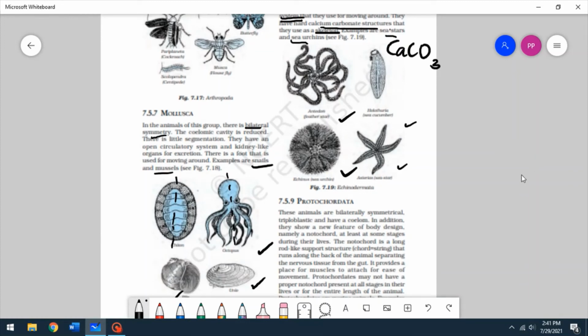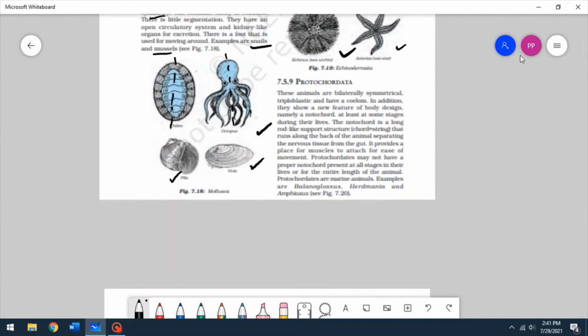And then we have the 9th phylum, the Protochordata, and these animals are also bilaterally symmetrical. They are triploblastic, and they have a coelom. So by now all these have become common characteristics. They are bilaterally symmetrical. They have their right and left sides of their bodies with the same design. They're triploblastic. They have 3 layers of cells, and they have a coelom. That is, they have a true body cavity. In addition to those 3 features, they now show a new feature of body design, namely called a notochord.